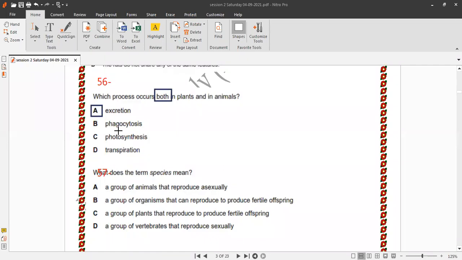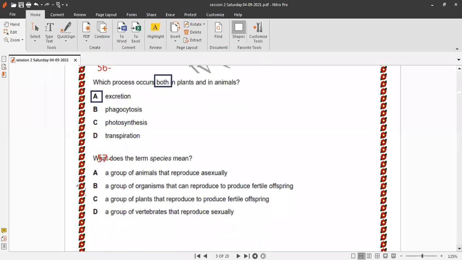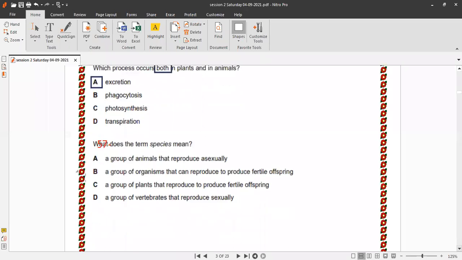Do you know phagocytosis? The phagocyte cells of white blood cells that digest harmful germs and bacteria is called phagocytosis, done by phagocytes.